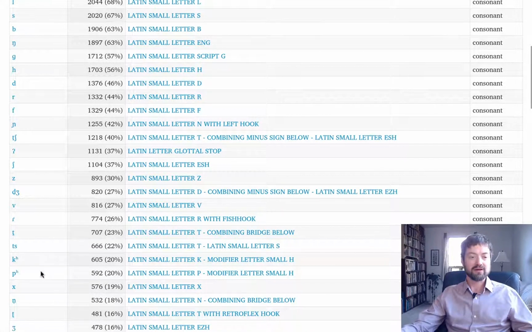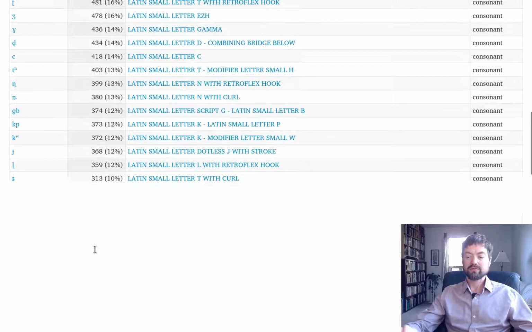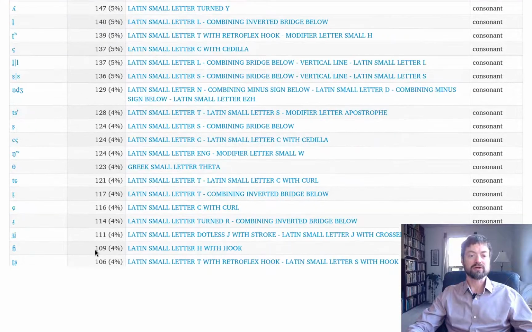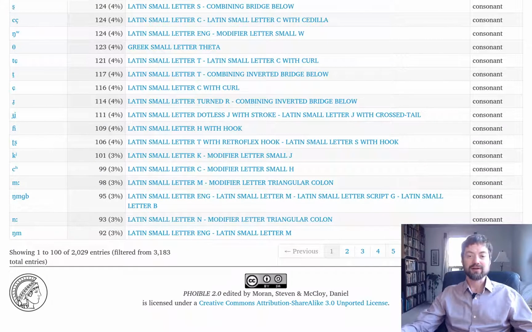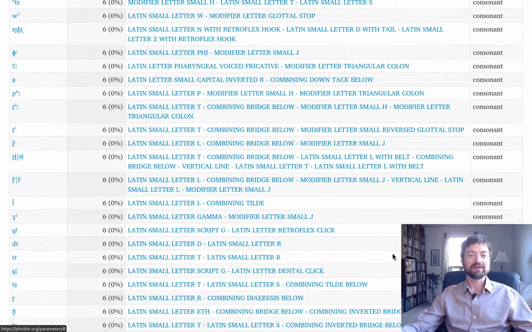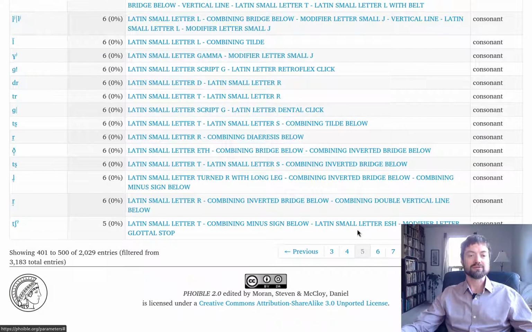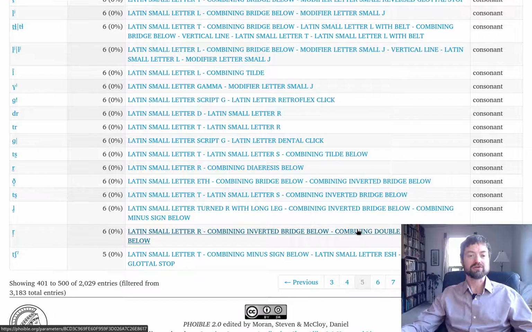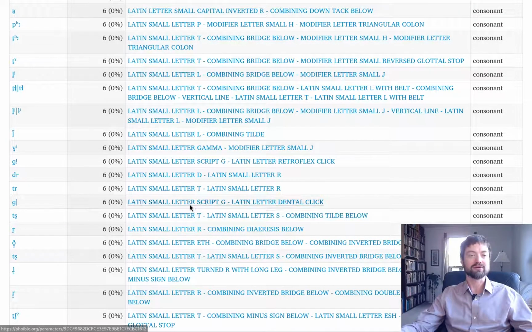Here we have ts, k, p, h, n. Here's the dental version of the N. But you can see already we're now below 20%. So everything below here is really getting into more specialized territory. There's really a big drop off once we go down, and quickly we're below 10%. And let's go all the way to the end just to see the other end. And we get some examples that are found in only 5 or 6 languages, which even rounds down to 0.